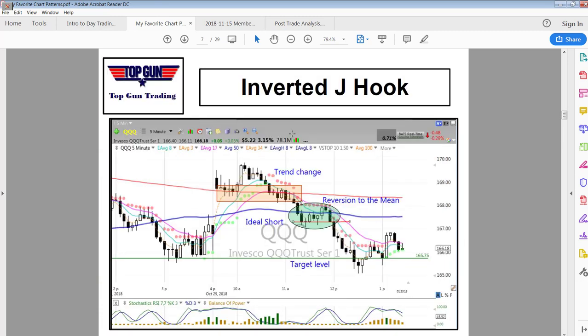You can do an inverted J hook. This was a 5-minute chart on the Qs. I want to say it was August or September. We gapped up and kind of flailed away in the 169 level or whatever. And as we got lower, we did a gap fill, we did a little bit of a bounce, and then we rolled over. So we did this reversion to the mean. You'll hear me talking about it at times. And down she goes. Where did it go to? It went to the prior swing level.